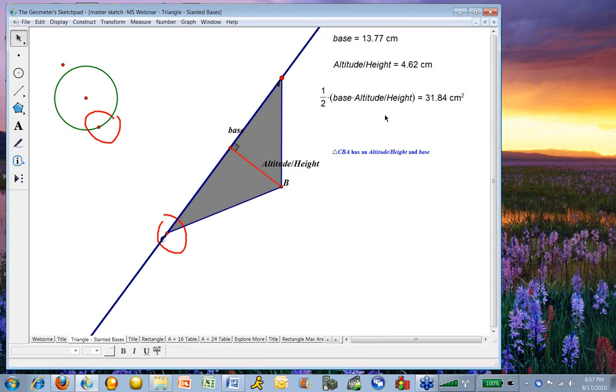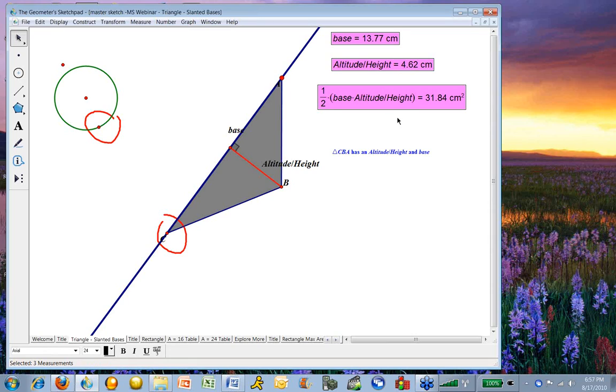So let's say I wanted to record and collect data on the different bases and heights and the area. So that's what I want in my table. That's what I select in the order I want it to appear in my table. So I want it to be the base, then the altitude, and then the area. That's what I want in my table.